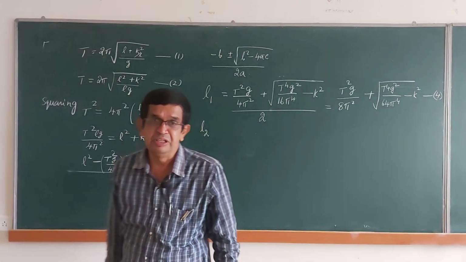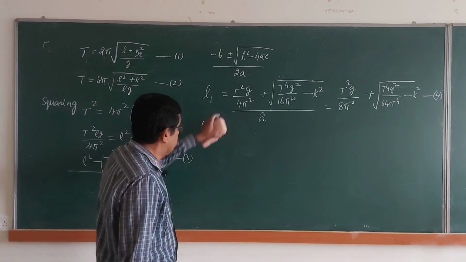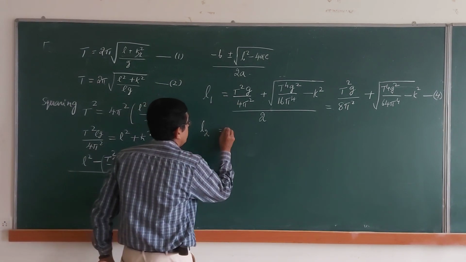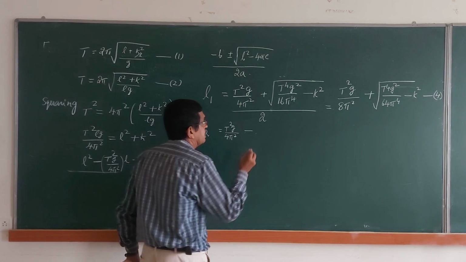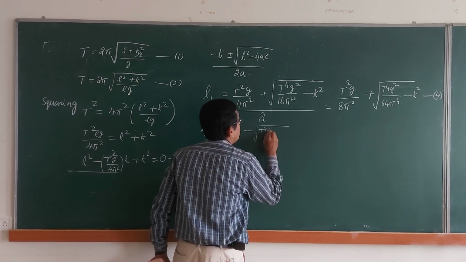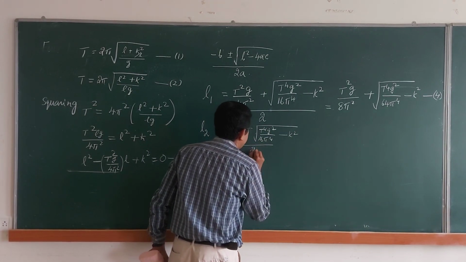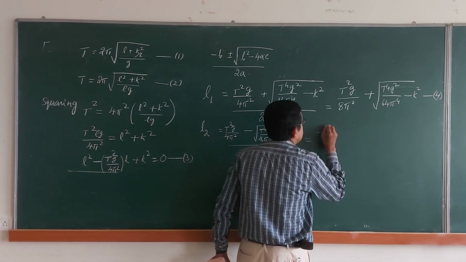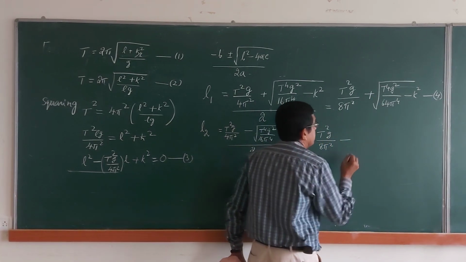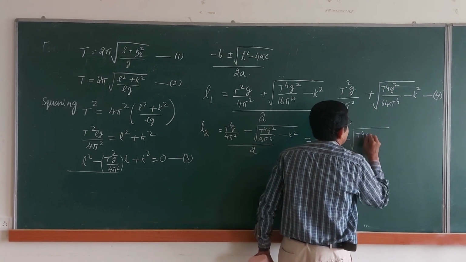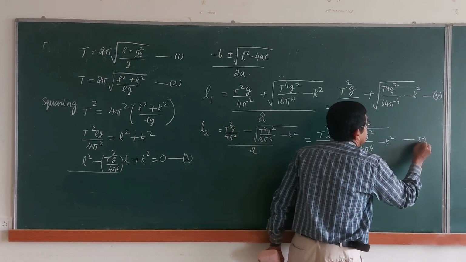Now, in the same fashion, you can write the second root. What is the second root? The second root can be written as L2 is equal to T square G by 4 pi square, instead of the plus, it is the minus square root of T to the power 4 G square by 16 pi to the power 4 minus K square divided by 2, or simply it becomes T square G by 8 pi square, instead of the plus, it now becomes minus square root of. Let us write this as equation 5.